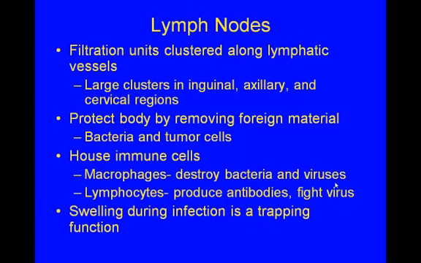Lymph nodes. All right, these are filtration units that are clustered all along the lymphatic vessels. However, you have large clusters of them in the inguinal, axillary, and cervical regions. But again, they're found everywhere. They help protect the body by removing foreign material like bacteria, tumor cells, anything your body thinks is bad. And they house immune cells, your macrophages, which will destroy bacteria and viruses, and then your lymphocytes, which will produce antibodies and help fight viruses and cancer cells and all kinds of things.